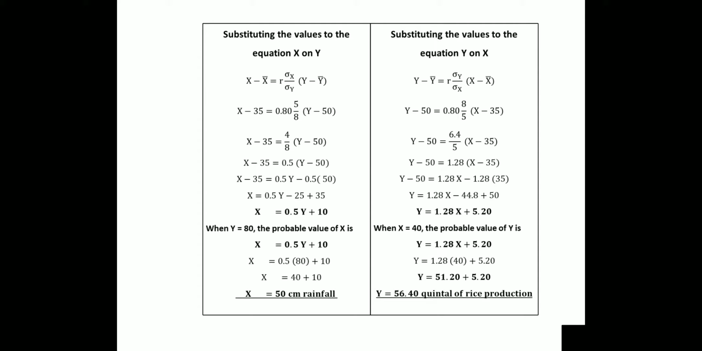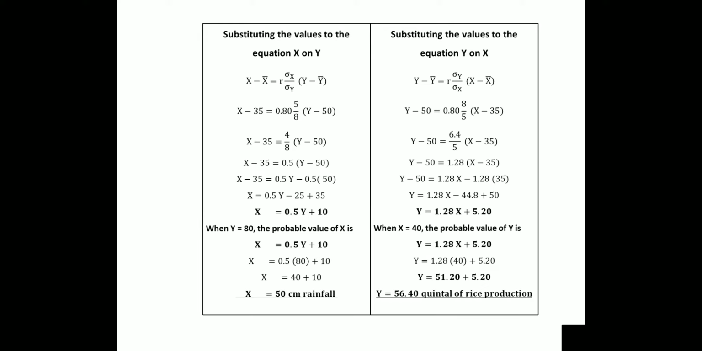So when we substitute this 80 into the x on y equation, then the rainfall, that is the x value, will be 50 centimeters. So when the rainfall is about 50 centimeters, we can say that the rice production will be 80 quintals.